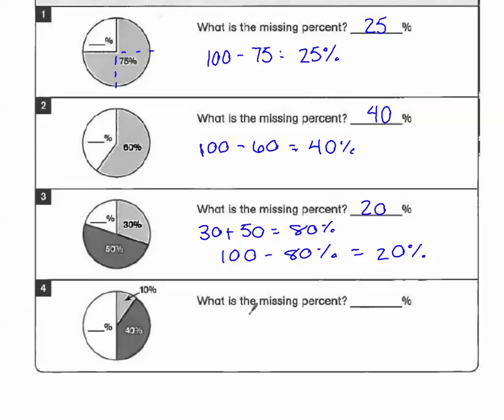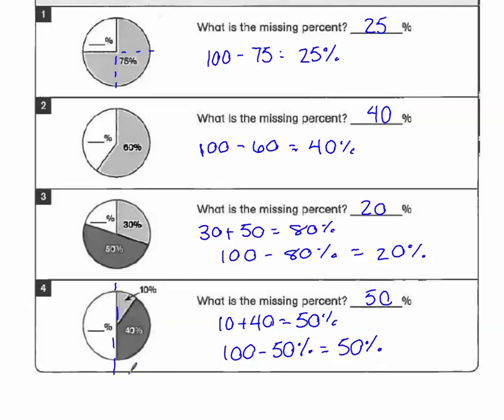So for number 4, we have 10 plus 40 equals 50%. And then we have 100 minus the 50% that we know, and we're left with 50%. Now you may not have had to do any math for this one. You could have just looked at this circle and said, well, I know that's half of the pie, so I automatically know that that's 50%. That's perfectly fine too. So if you have those memorized, use that to your advantage. So let's look at the next page.